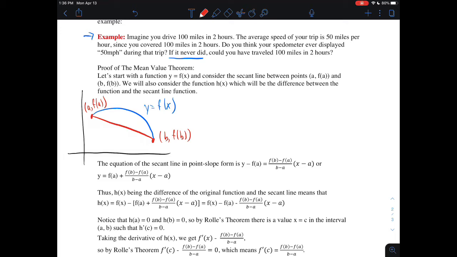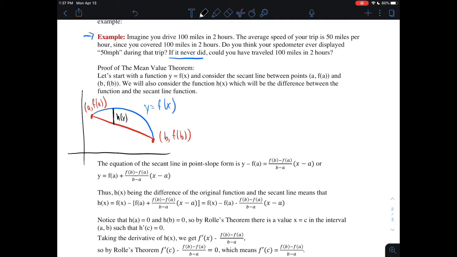We're also going to consider the function h of x, which will be the difference between the function and the secant line function. So, just visually, h of x you can think of as the blue curve for f of x minus the red line for the secant line. So that's h of x.